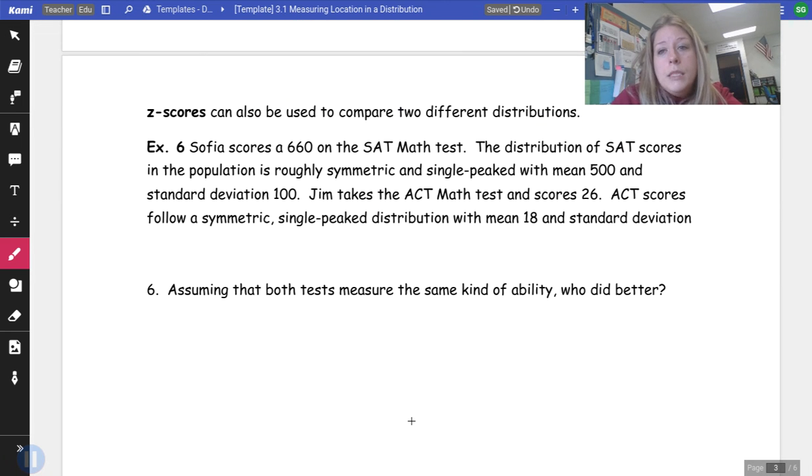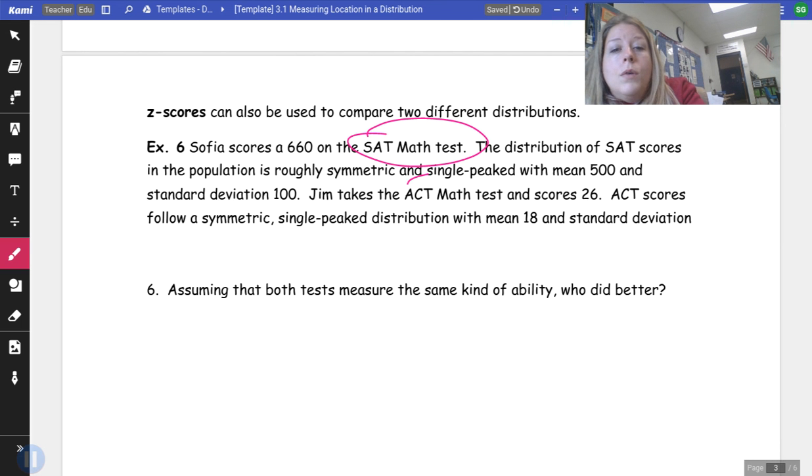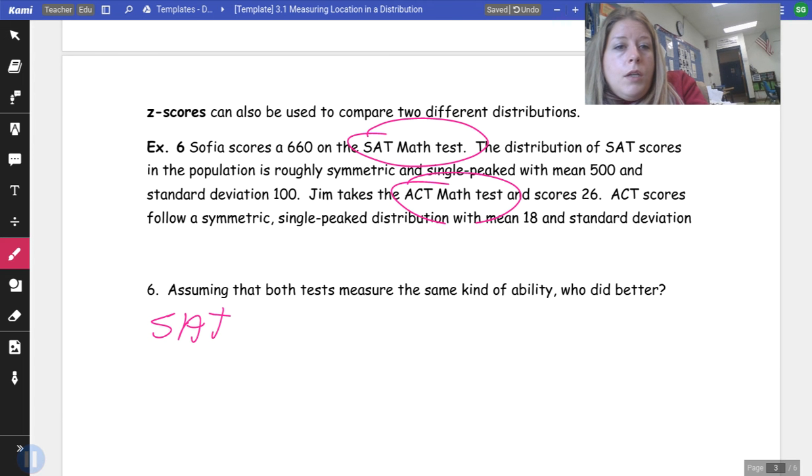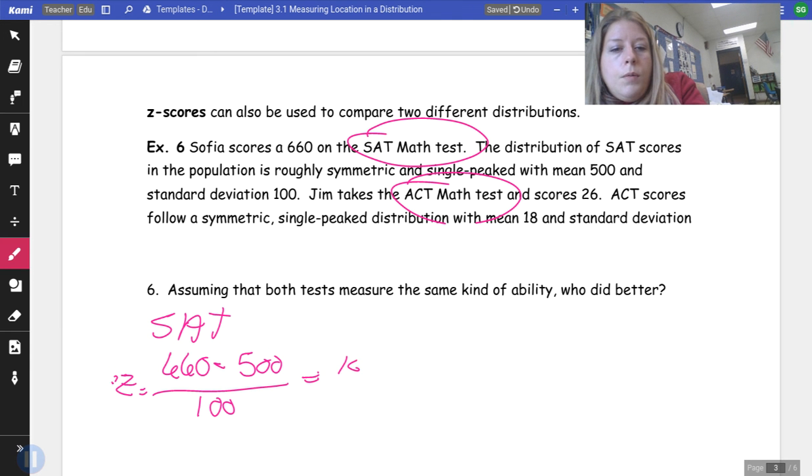Now, the whole reason that we standardize scores is so we can compare distributions that are different. So we're going to compare an SAT score with an ACT score, and normally you can't do that. We've got Sophia taking the SAT. She had a score of 660 minus the average of 500, and I don't know if these numbers are accurate or not. I think 500 is really low. And then divide by the standard deviation. This is her z-score, so that is 160 divided by 100, so she has a z-score of 1.6.